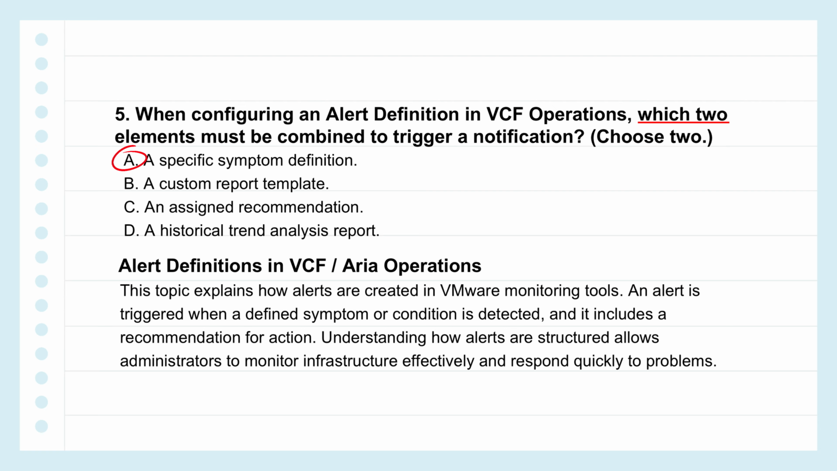So VCF Operations pairs the what is wrong, the symptom, with the what should you do about it, the recommendation. Things like historical trend reports or risk analysis dashboards, those are informational. They are super valuable, but they don't dynamically trigger an alert. It's the difference between watching a weather report on the news and hearing a tornado siren outside your window. That's spot on. One is analysis, the other is a direct action signal.